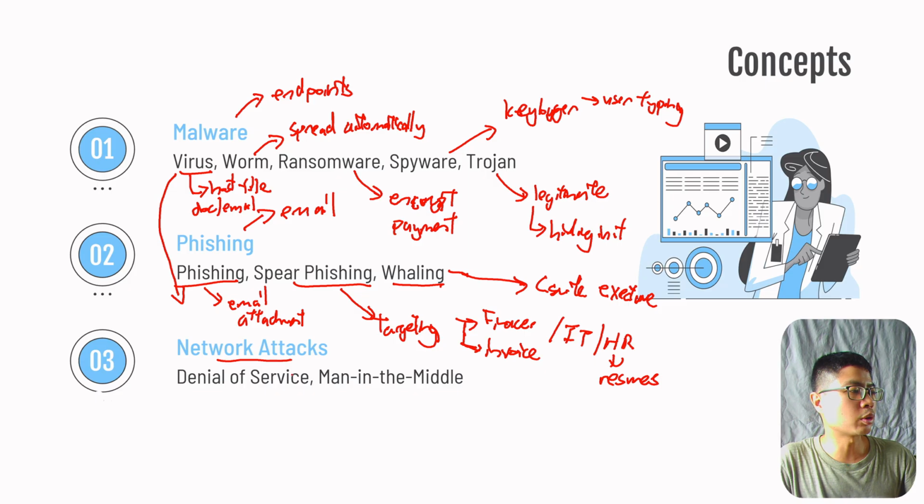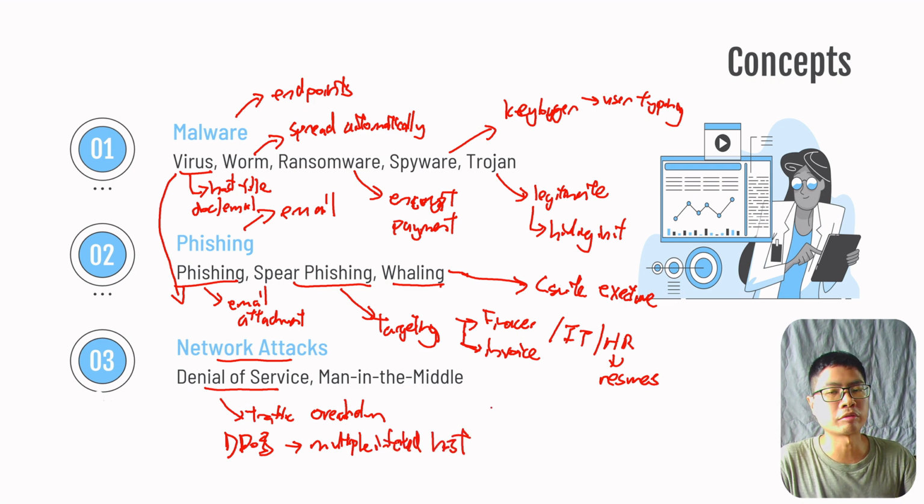Okay, moving on to network attacks. So there is denial of service, and what this is, really, is lots of traffic which will overwhelm the server itself. And there's another variant of this, which is called DDoS, or distributed denial of service. What this does is use multiple infected hosts to overwhelm the target with traffic.